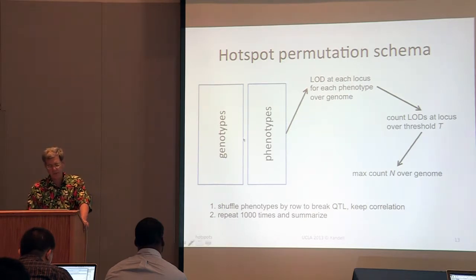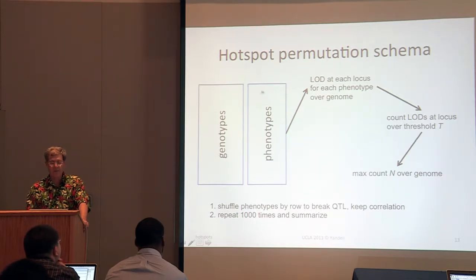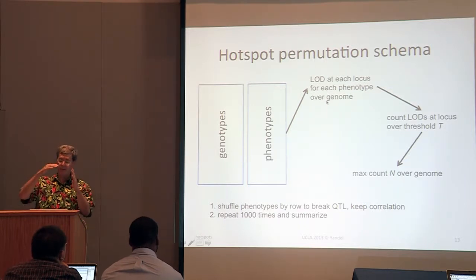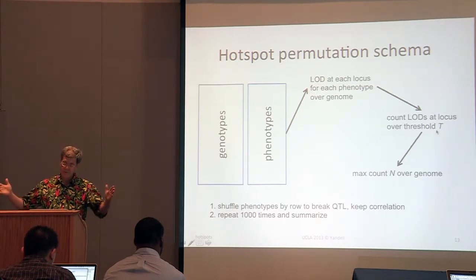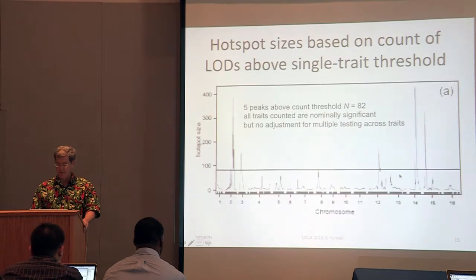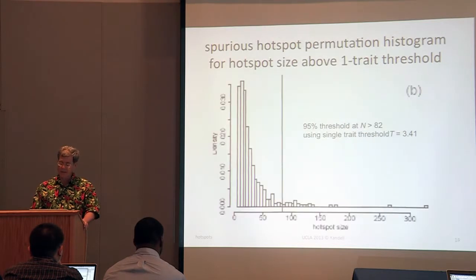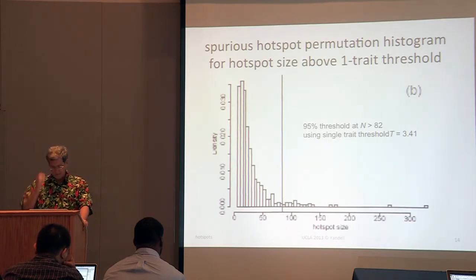So now what we have is again the same individuals, the same genotypes. And now instead of one phenotype, we have a collection of phenotypes. So this is a little broader, okay? We find the LOD at each locus for each phenotype over the whole genome. So now we have the phenotypes and the positions, and we count the LODs at each locus that are over the LOD threshold. We do that over the whole genome, and then we get a maximum of that count over the genome. So for the data itself, the maximum is something over 400 here. But for permuted data, it's going to be something perhaps less. Okay. And here's what it turns out to be.